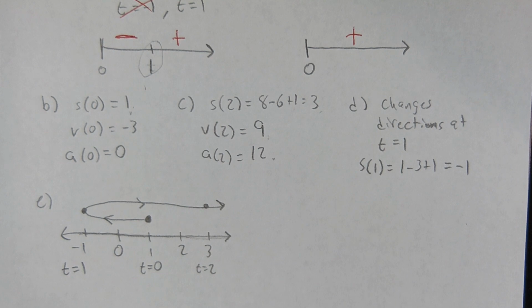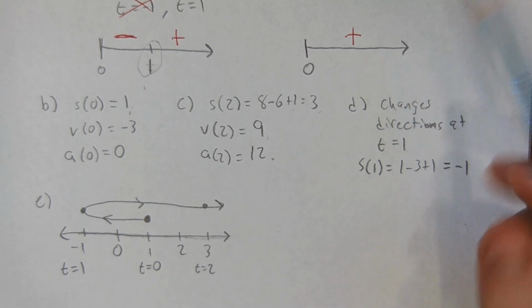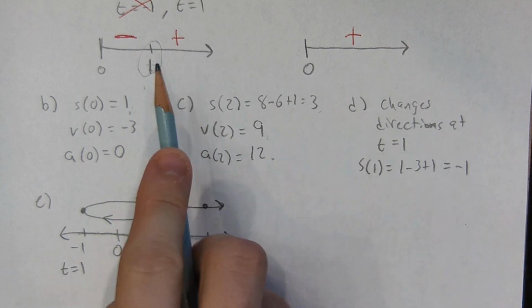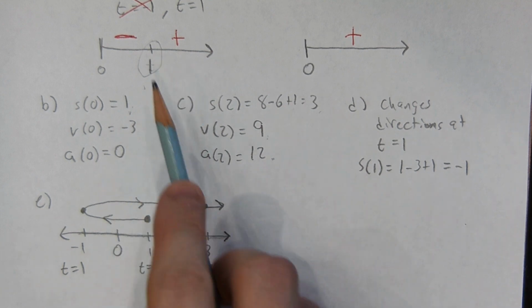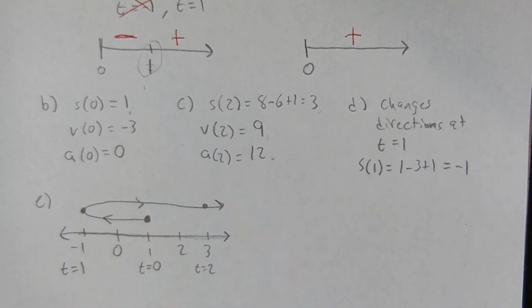Part F says, for what time interval is the particle's speed increasing? Well, remember, speed is only increasing when velocity and acceleration have the same sign. Acceleration is always positive. So where did they have the same sign? When velocity was also positive, meaning after time equals 1.